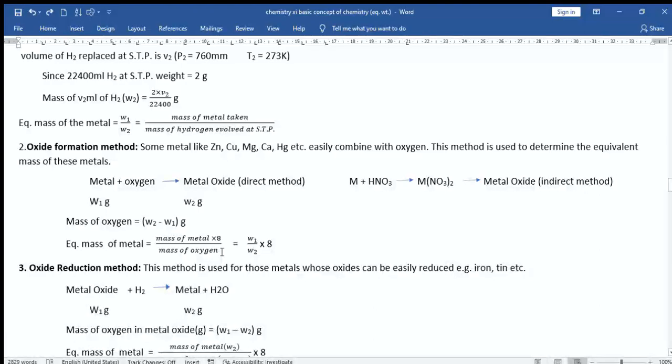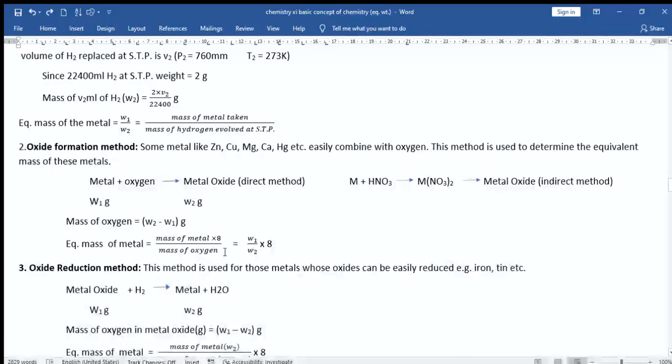And this is the mass of hydrogen that we get at STP. Now we have to calculate the equivalent mass of the metal. The equivalent mass of the metal is mass of the metal taken divided by mass of the hydrogen evolved at STP. So we put both the values, and we get the equivalent mass of the metal. Here multiplication by 1.008 we can do, or we can omit it because it is approximately 1.